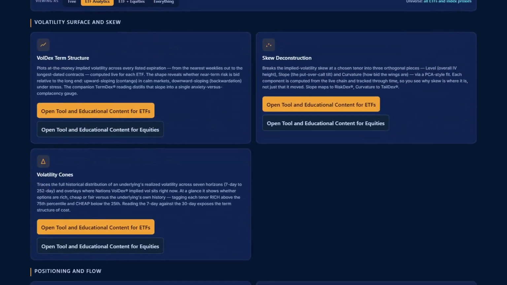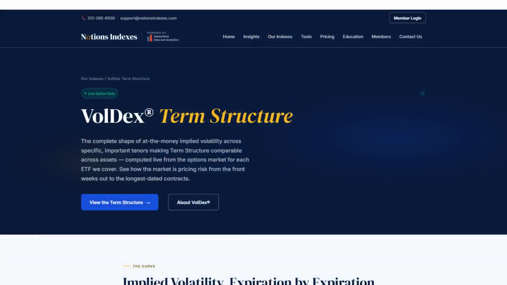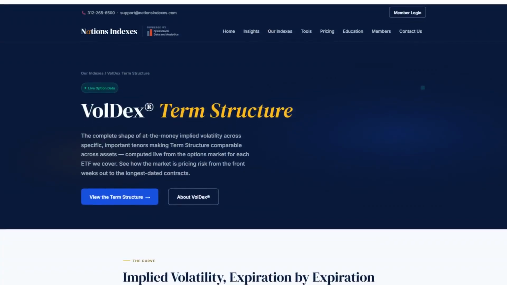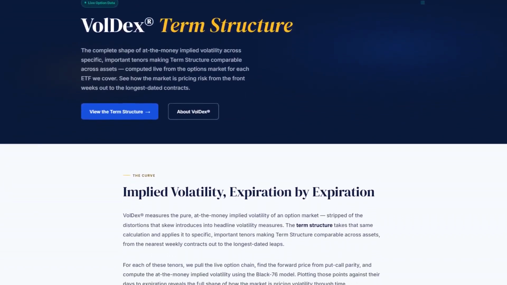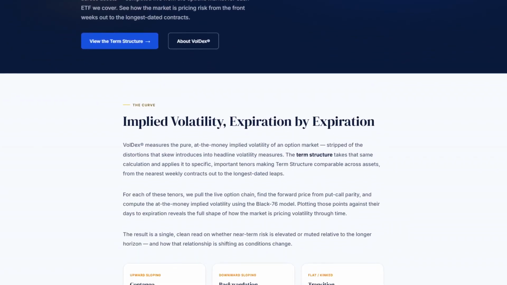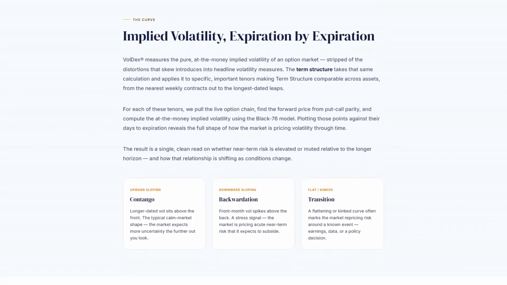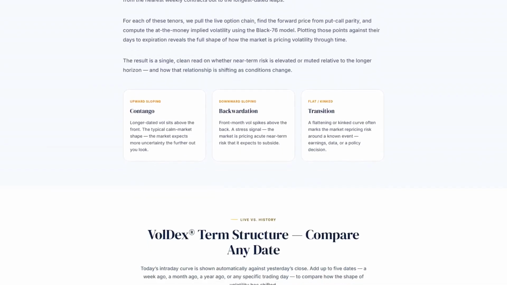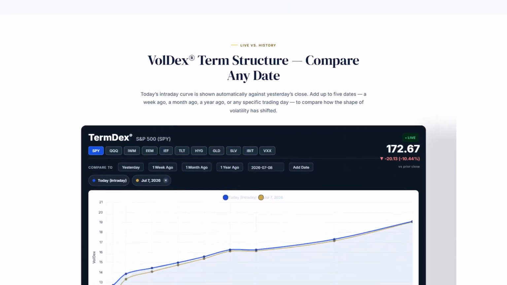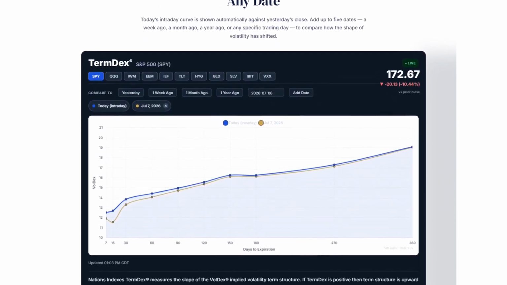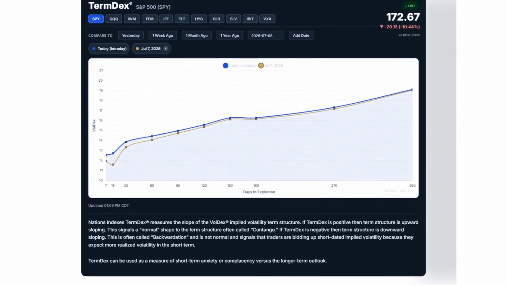VolDex term structure plots our VolDex measure of precisely at the money implied volatility across a variety of tenors from 7 days to 360 days, computed live. Upward sloping means calm, inverted means stress. And when the curve kinks, that's opportunity, a mispriced expiration, or a sign of an important catalyst you can trade against the rest of the curve.